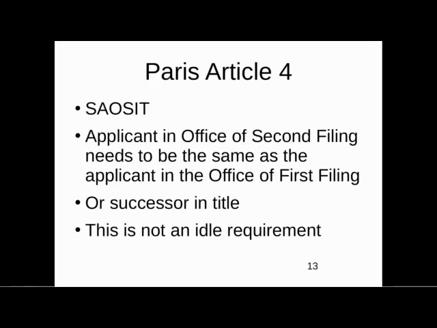But there are many offices around the world, including the UK Patent Office, the Japanese Patent Office, the European Patent Office, that say that the cleanup paperwork, the successor in title paperwork, needs to have been executed chronologically prior to the filing in the office of second filing. This is super important, and I'm going to do a whole webinar about this in the next week or two. For today's webinar, this is just a topic to touch on, just to identify it.